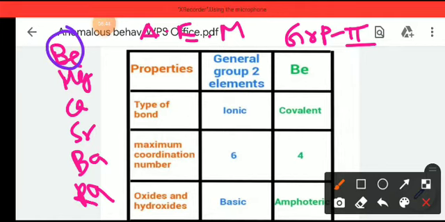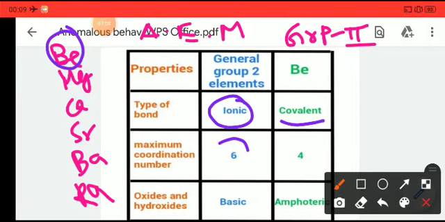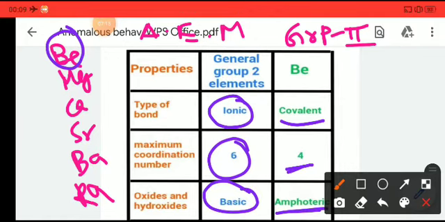Although beryllium is an alkaline earth metal placed in the group 2 elements, it doesn't follow the group's character, similar to lithium. The general group 2 elements are mainly ionic, but beryllium is covalent. The maximum coordination number of group 2 elements is 6, but in the case of beryllium it is 4. The oxides and hydroxides of group 2 elements are mainly basic, but for beryllium they are amphoteric.